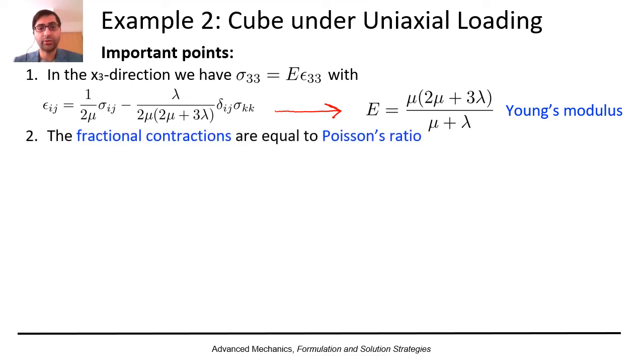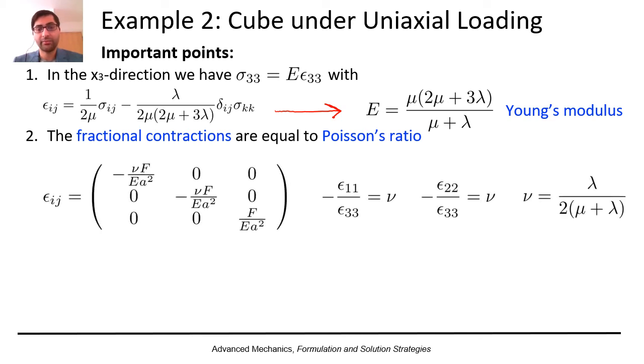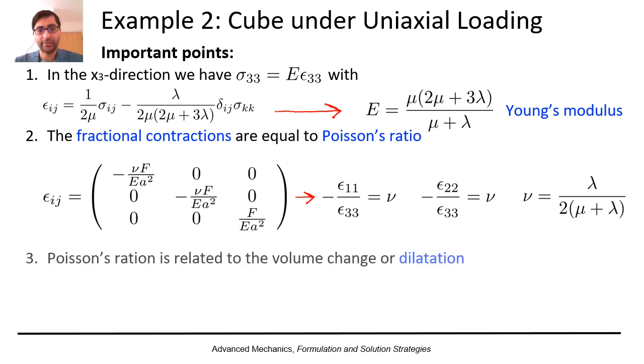Also, the fractional contraction is equal to the Poisson ratio, meaning that basically the ratios of epsilon 1 to epsilon 3 and epsilon 2 to epsilon 3 are equal to Poisson's ratio, and Poisson's ratio can be found based on Lamé constants. Again, that's another way to calculate Poisson's ratio from experiments.